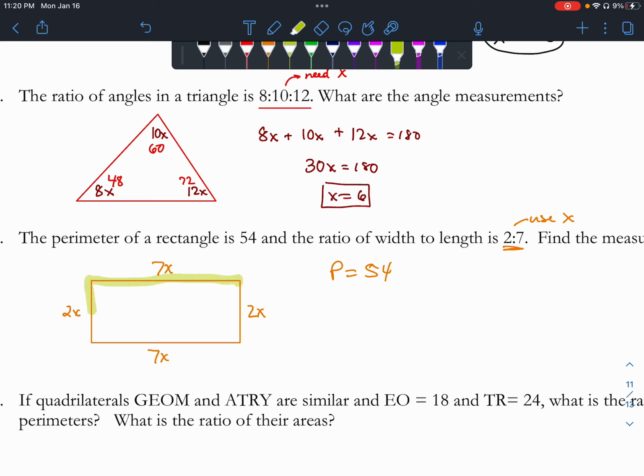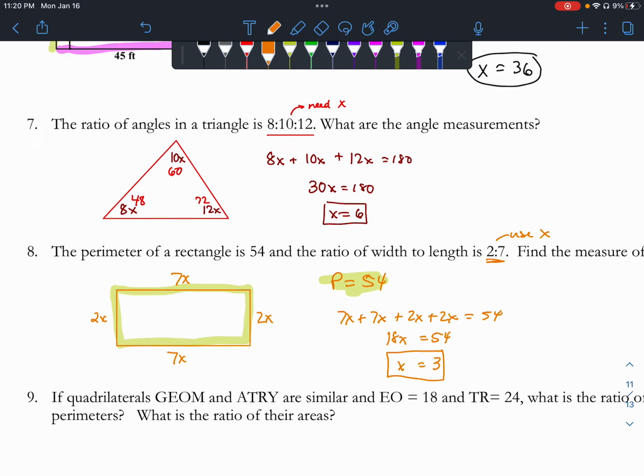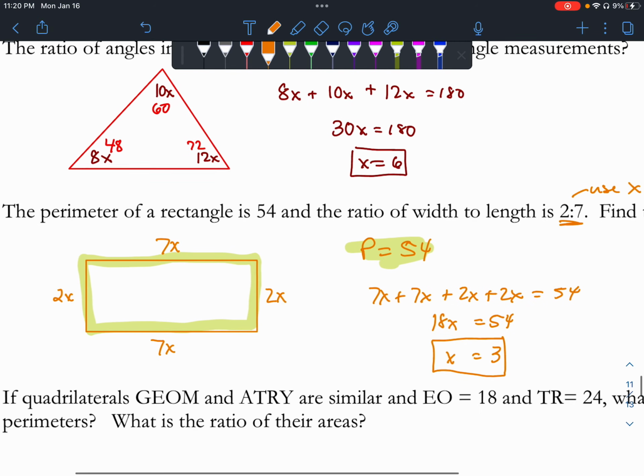Together, if I added all four of those sides, I should get 54. Well, let's add them all together and see what happens. 7x plus 7x plus 2x plus 2x should equal 54. That is a whopping 18 x's should be 54. And I believe x should be a value of 3 here. It does probably ask what are the measures of each of the sides. So again, you just have to plug and chug some values in here. This should be 21 for this side. This side should be 6. Add those together over and over, you should get 54 for the perimeter all the way around.